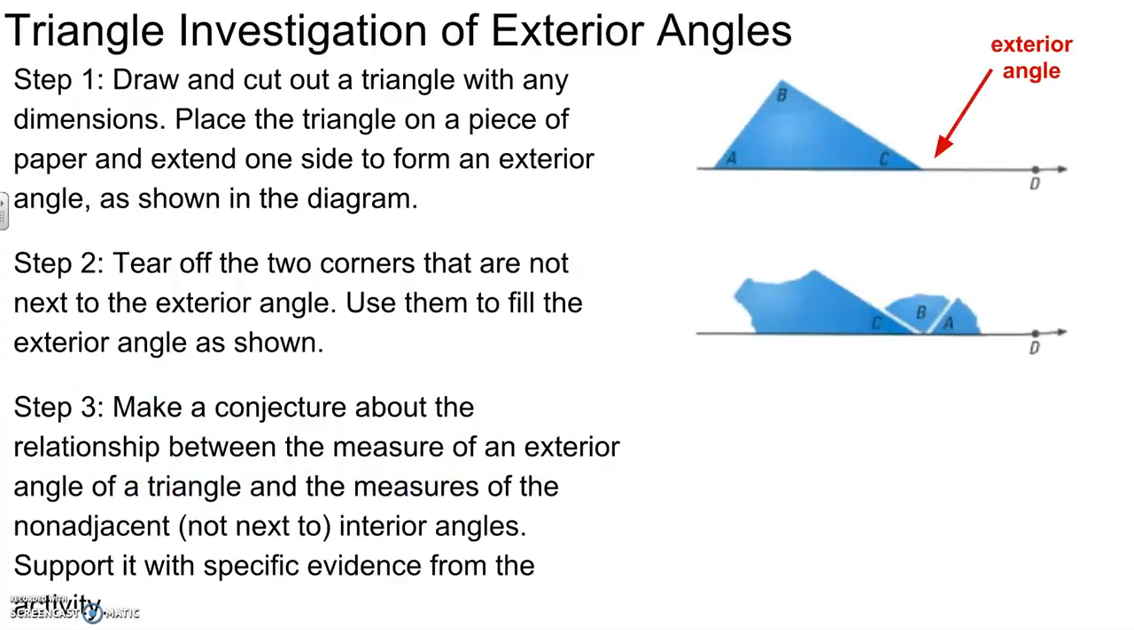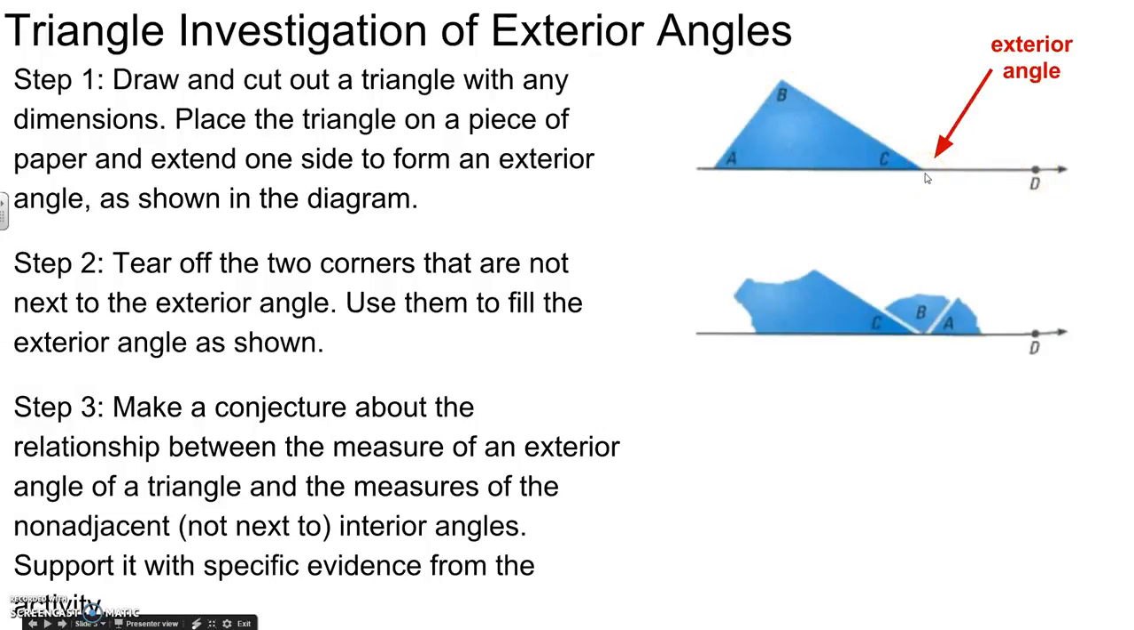Let's look at another investigation. Again, cut out a triangle of any side length and label these corners A, B, and C this time. So you want to place the triangle on a piece of paper and extend one side out here of this angle, right? So we're going to measure out here. We'll call this angle BCA.